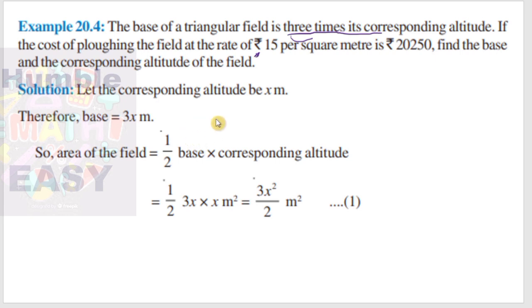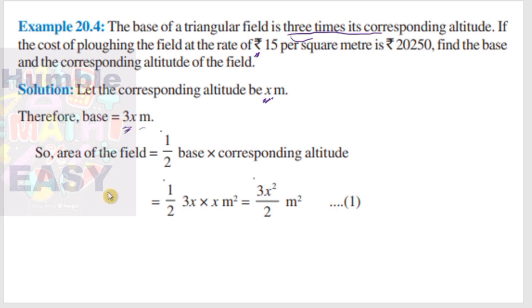So, the corresponding altitude is represented by x meters. So we now have x meters. Then its base is 3 times the altitude. Since our altitude is x, the base now is 3x meters.